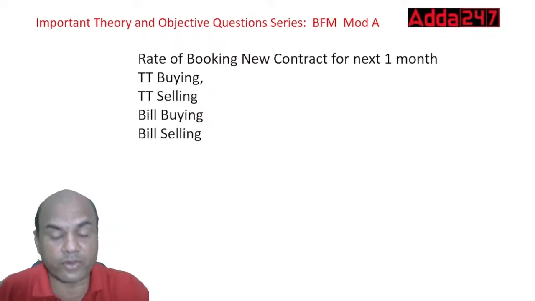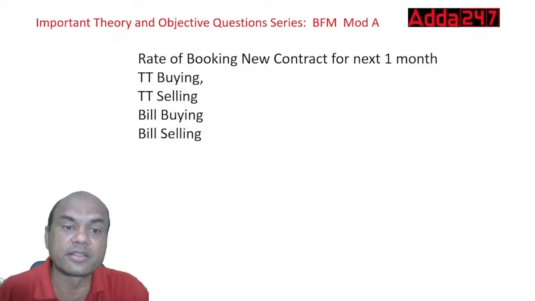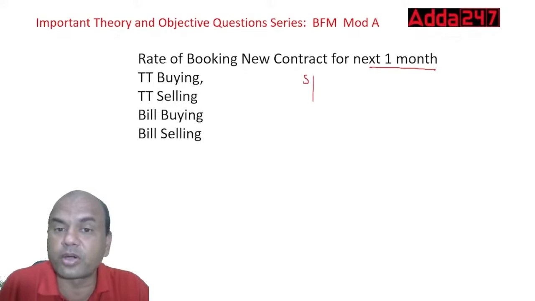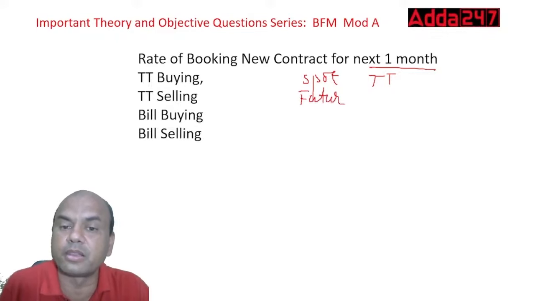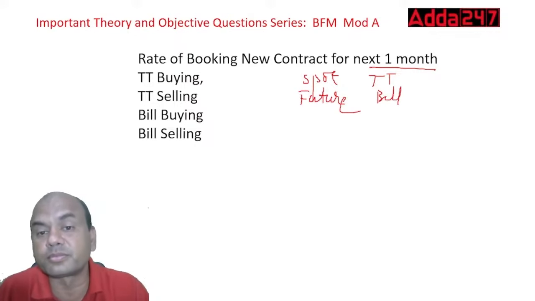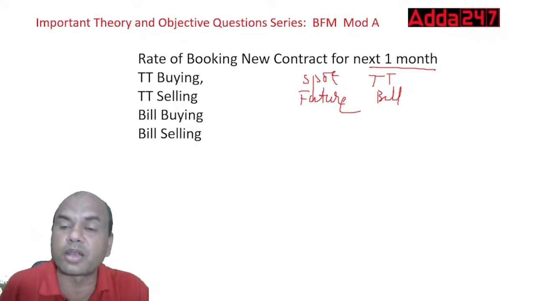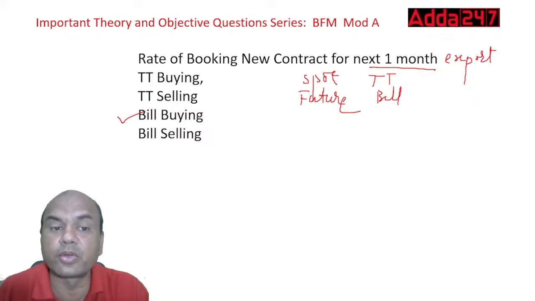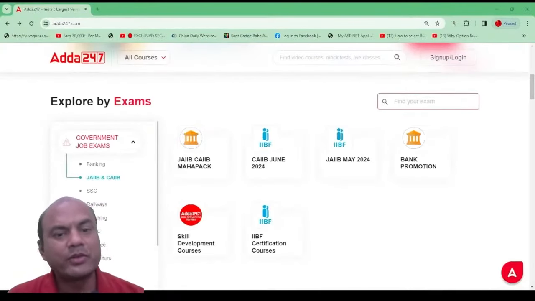Rate of booking a new contract for the next 1 month: TT buying, TT selling, bill buying, bill selling? See here, next 1 month I want. Just now I told you, a spot transaction will always be done at TT, whereas a future transaction will always be done at a bill rate. Booking a new contract for 1 month, which contract? Suppose I say export contract. Export means buying, so I'll be using the bill buying rate. If it's import, then I'll be using the bill selling rate. So if the question is given for the next 1 month export, you'll be doing it at the bill buying rate. Okay. So that was the writing session for you.